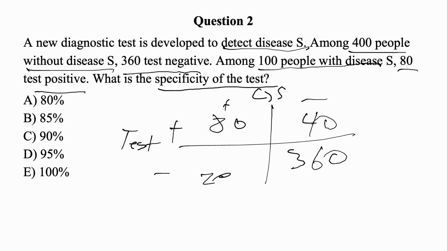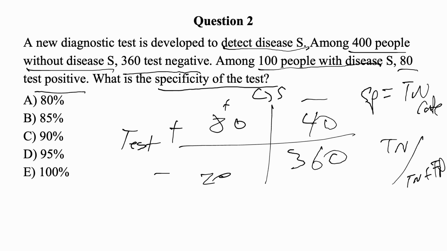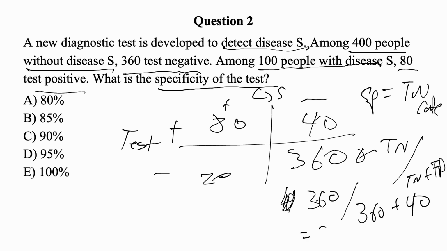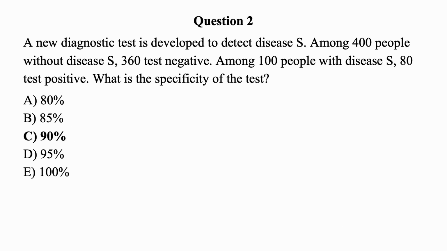So what is the specificity of this test? Remember, specificity is our true negative rate. So that'll be our true negatives over our true negatives plus false positives, which will be 40, or rather, we want our true negatives, which is 360. So 360 divided by 360 plus 40, which is equal to 90%. Let's see if we are correct. And we are correct.